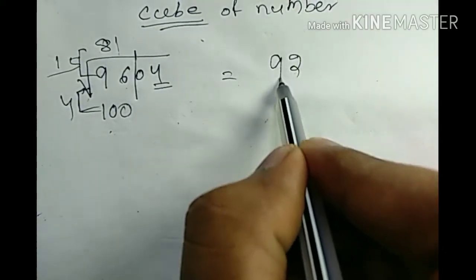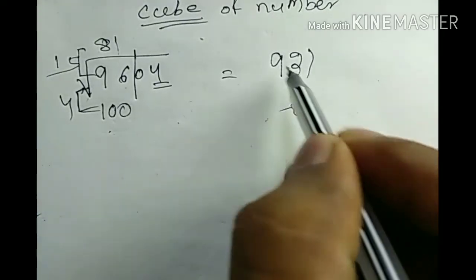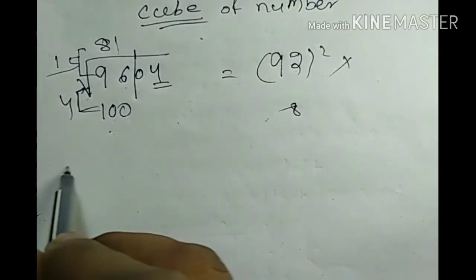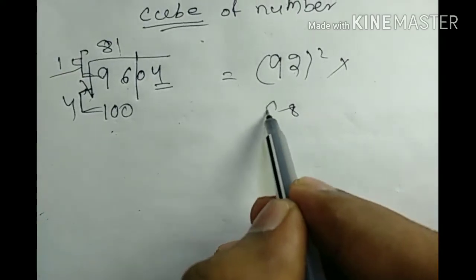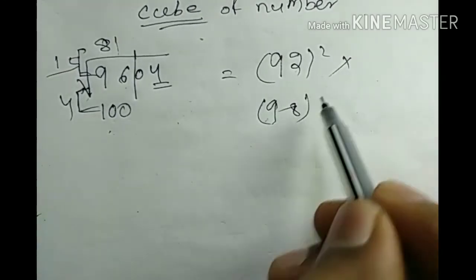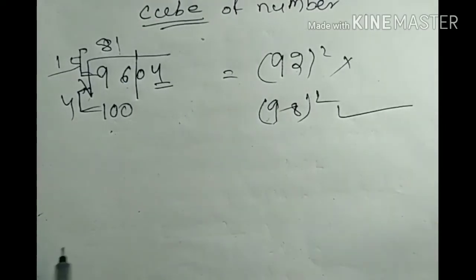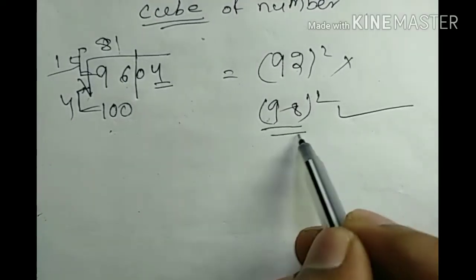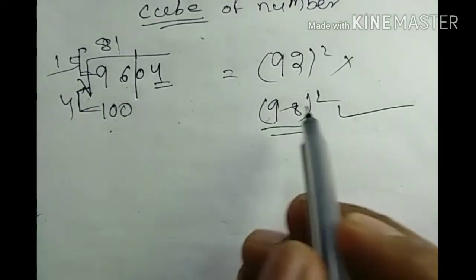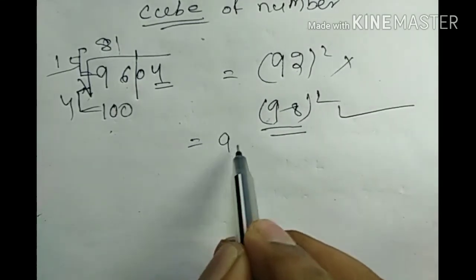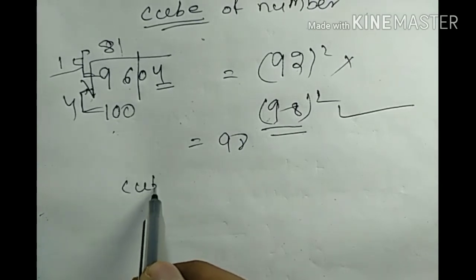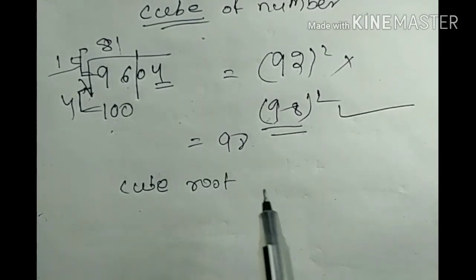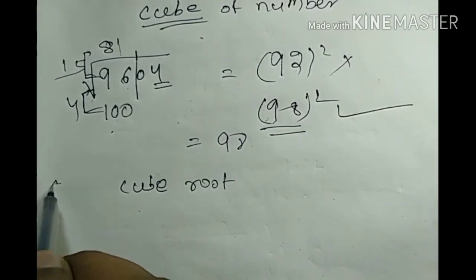The square of 92 does not give the answer because the difference is very high. So the square of 98 gives us the actual, right answer, and the result is 98. Then find the cube root.